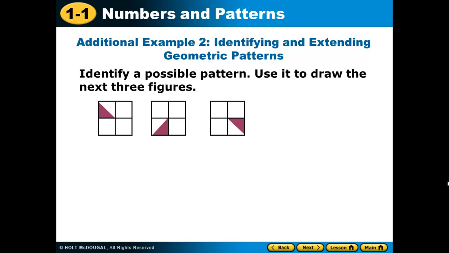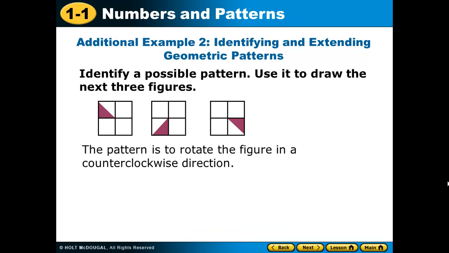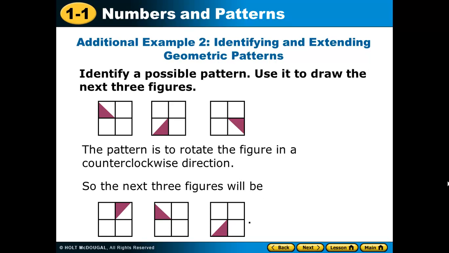I can also have patterns with shapes. So find a possible pattern and then draw the next three figures. I have squares with a purple triangle, and I need to see how that's being rotated or moved around in the geometry. So it's to rotate the figure in a counterclockwise direction, so I'm going backwards around the clock. And we're just going to continue to move backwards, up, and around. The triangle stays the same within the square.